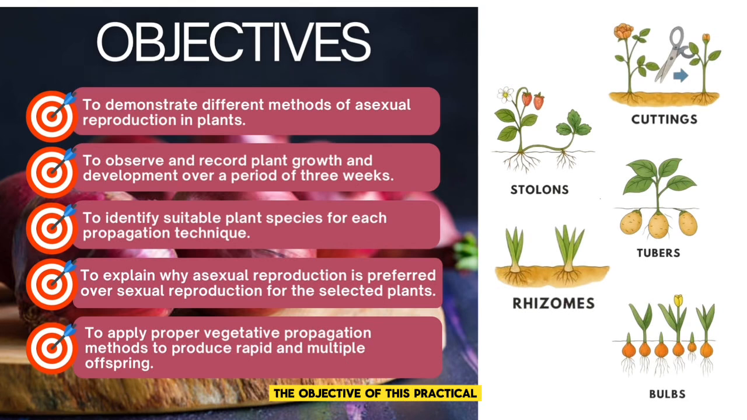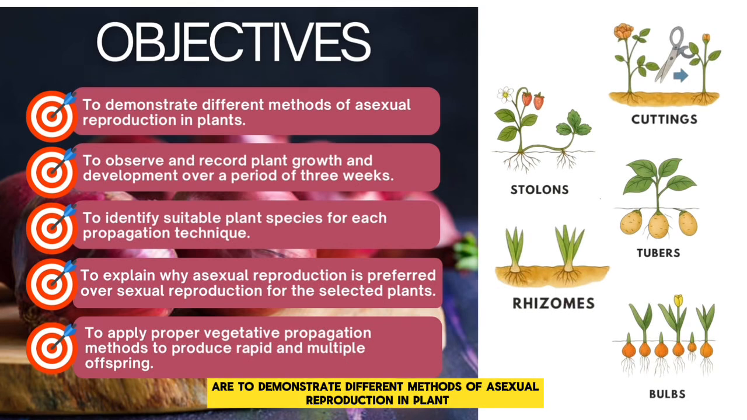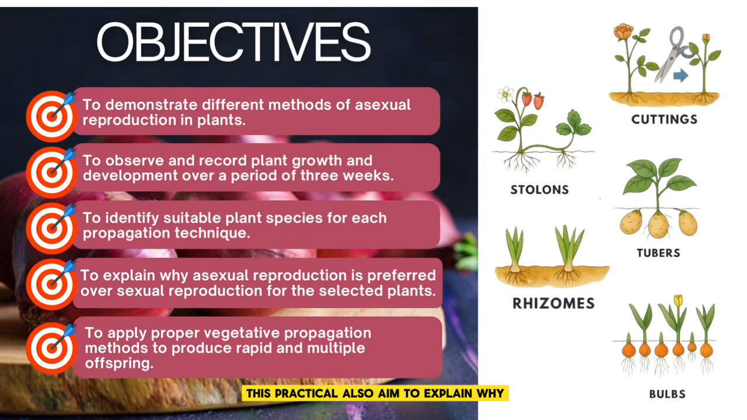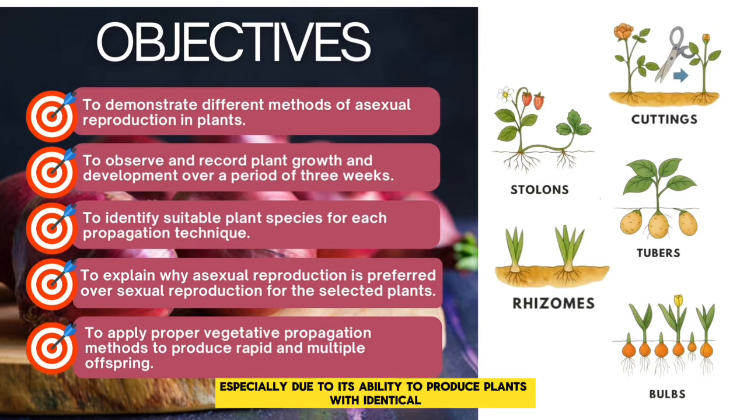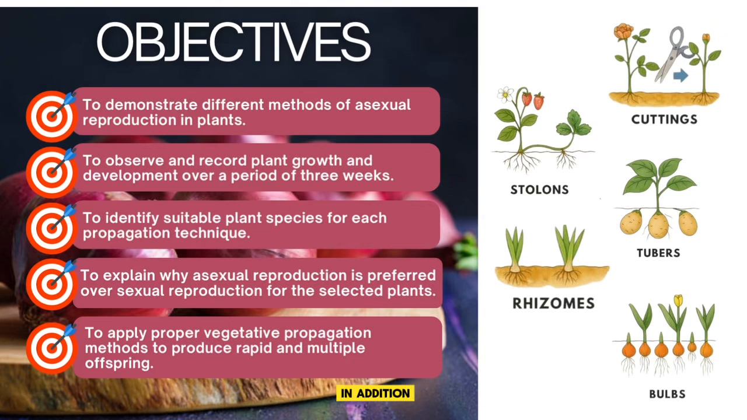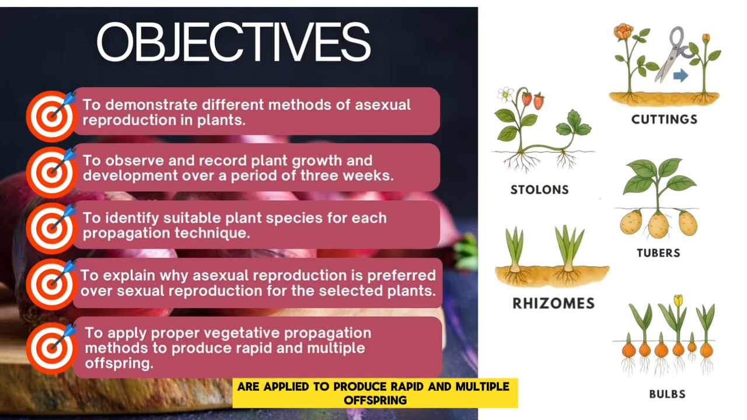The objectives of this practical are to demonstrate different methods of asexual reproduction in plants and to identify suitable plant species for each propagation technique. This practical also aims to explain why asexual reproduction is preferred over sexual reproduction for the selected plants, especially due to its ability to produce plants with identical characteristics. In addition, proper vegetative propagation methods are applied to produce rapid and multiple offspring. Finally, the growth and development of the propagated plants are observed and recorded over a period of 3 weeks.